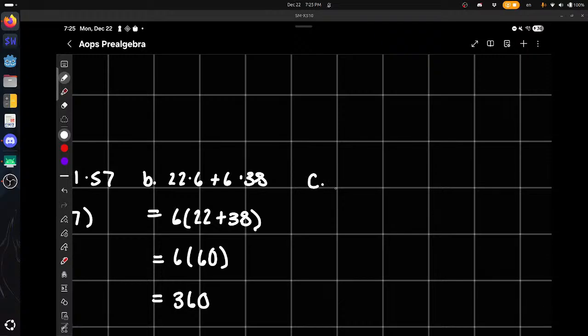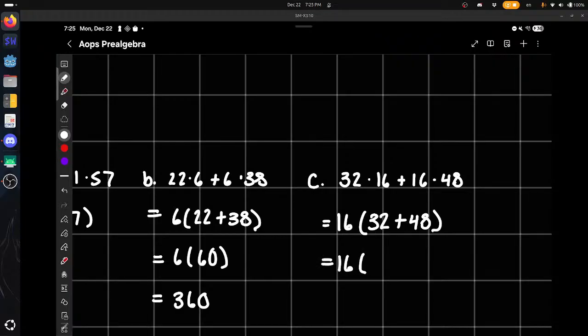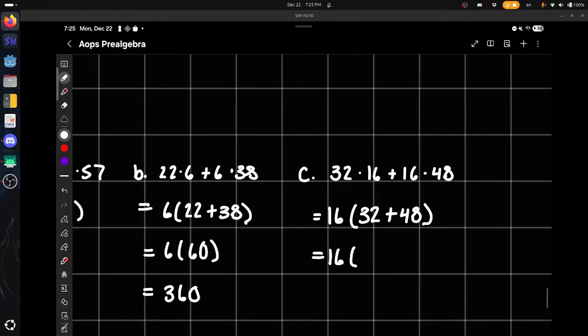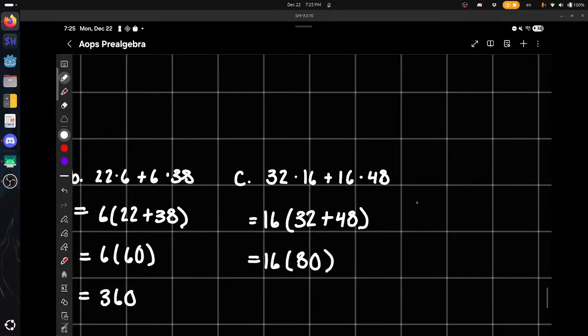And then C, 32 times 16 plus 16 times 48. Again, expanded form, common factor 16. We can now do this. 32 plus 48, that is, what is that? 80? Right? Yeah.